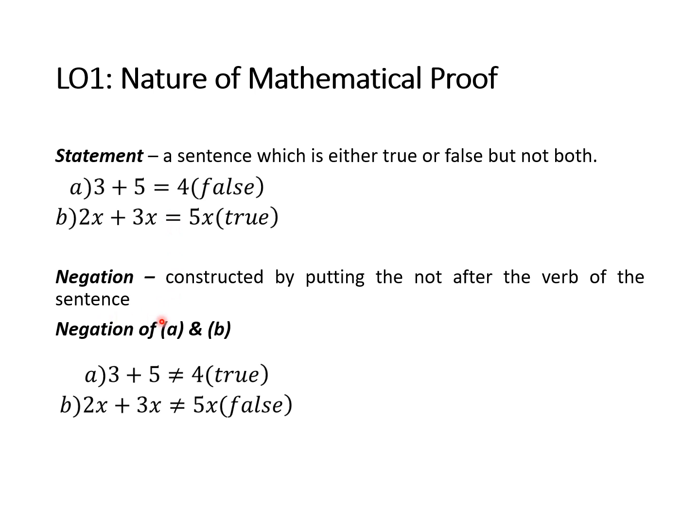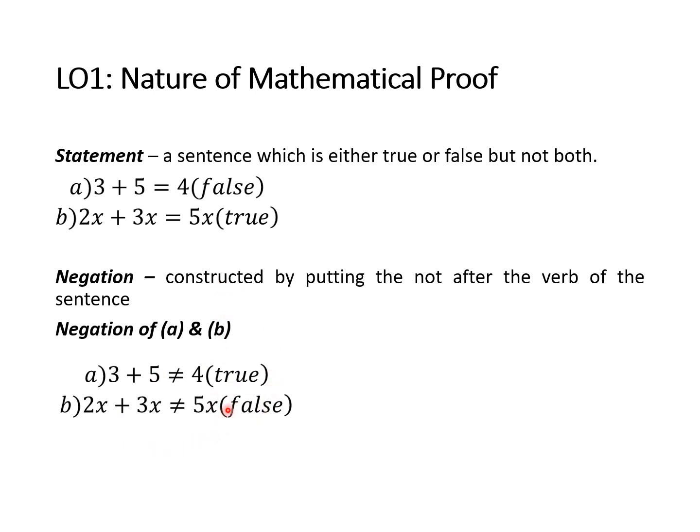Negation. Negation simply means that a statement is being negated. For example, for A, 3 plus 5 does not equal 4, which is actually true because 3 plus 5 is 8. So normally we add "does not equal" to something. Same goes for 2x plus 3x is 5x. We know it should equal 5x, but if you add a negation, does not equal 5x, it changes the statement from true to false.